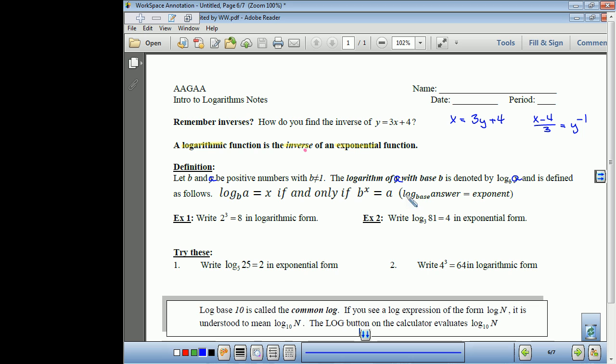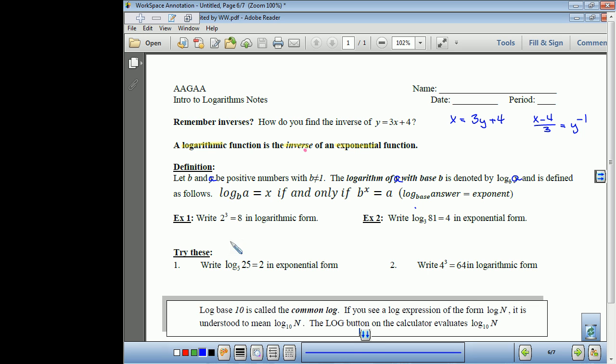So do you see how these switch? Log base, answer, equals exponent. A logarithm solves for the exponent. So when you need to solve for an exponent, you will use a logarithm because a logarithm solves for the exponent.